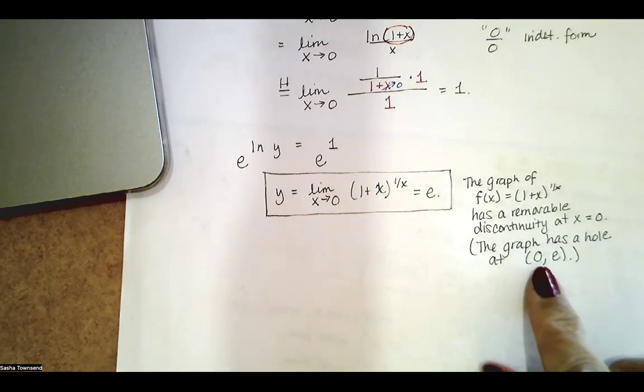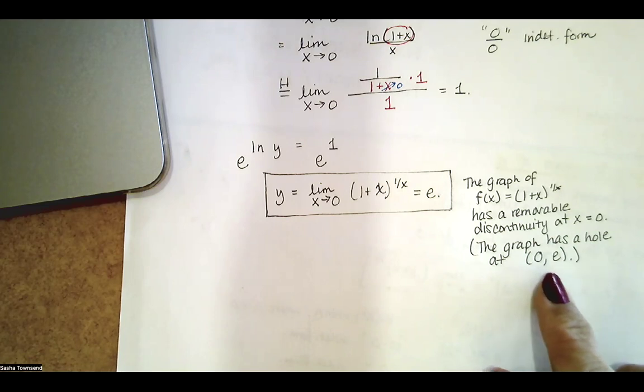Again, when I say it has a hole in it, I just mean we get as close as we want to that location, but that's one point that's actually not on the graph, but we get infinitely close to that location, arbitrarily close to (0, e). Okay.